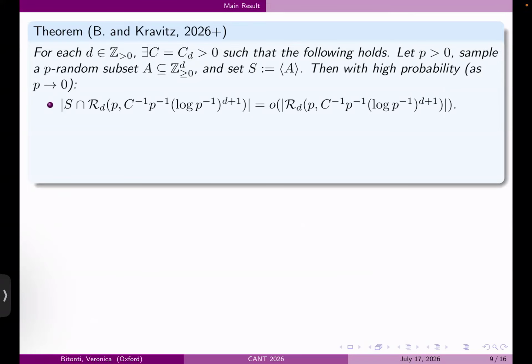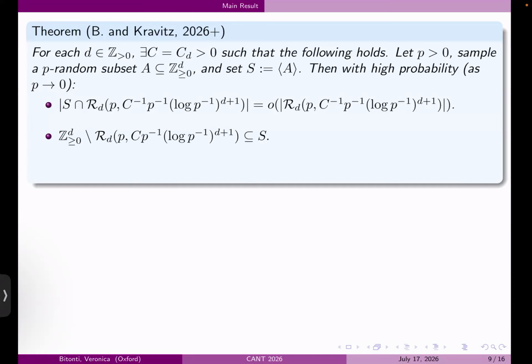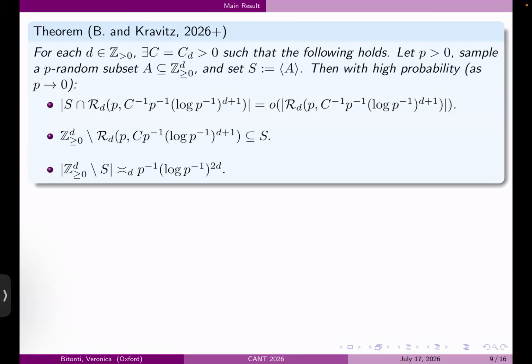We have that with high probability, in the region below our hyperboloid, the semigroup S is sparse, whereas above the curve, our random semigroup S is really dense. And with these two pieces of information, we were then able to describe the shape of the gap set, and to find the exact value of the size of the gap set, which is roughly p inverse log p inverse to the power of 2d, up to some constant value.